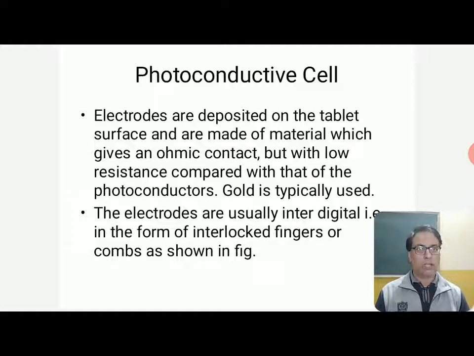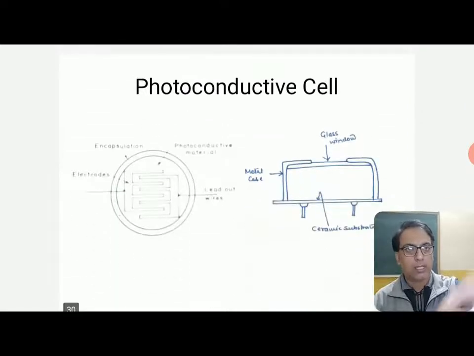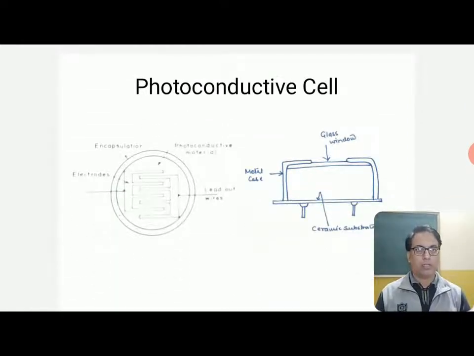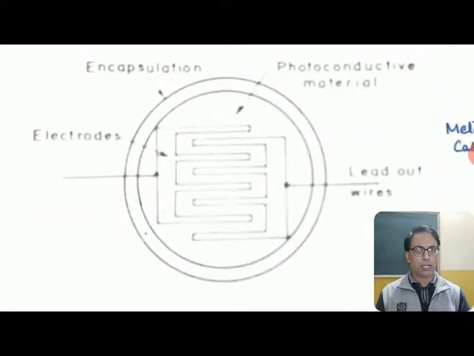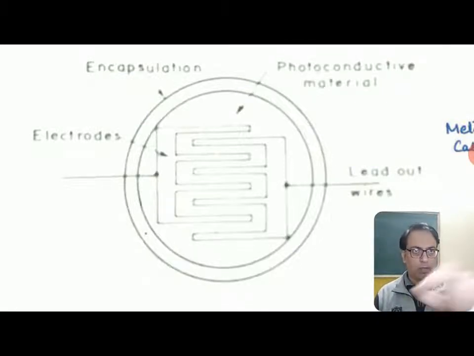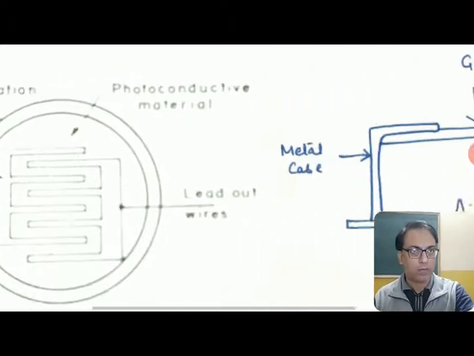The electrodes are usually interdigital, that is, in the form of interlocked fingers or a comb, as shown in the figure. Something like this, a simple interlocking construction. I'm enlarging this. Two combs are interlocked in between, and they have leads coming out of them, and this is encapsulated in a plastic or glass material. This comb shape is made up of photoconductive material.